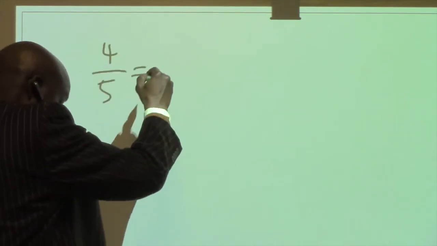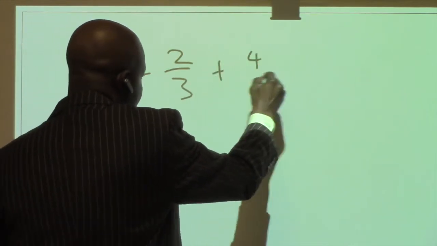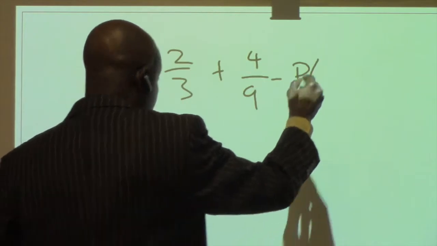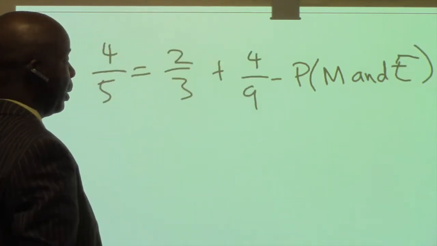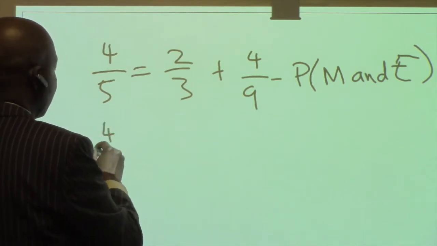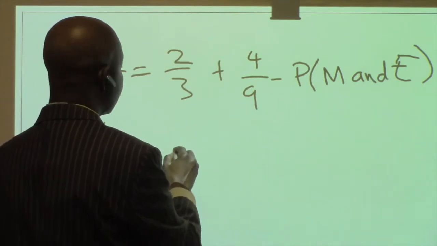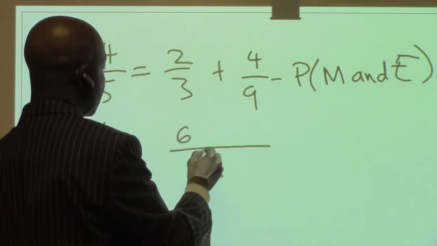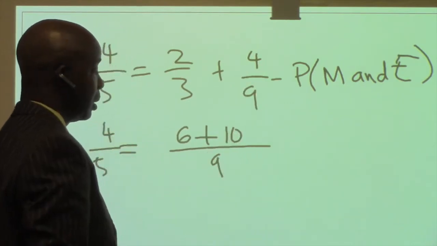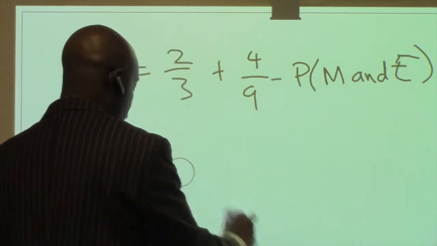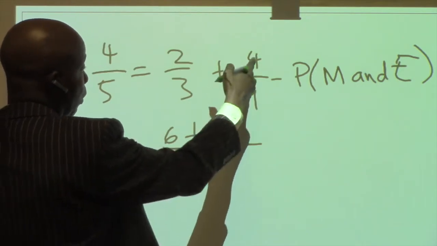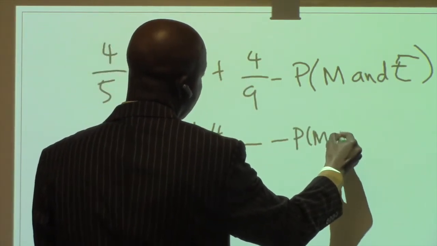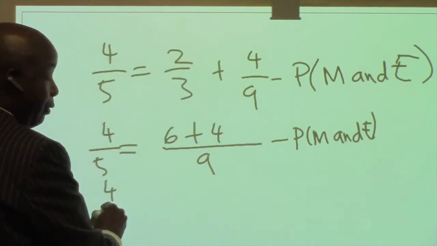So let's begin. Let's write it out. We started with 4/5 equals 2/3 plus 4/9 minus the probability of M and E. So we're going to do some basic math here. Let's find the least common denominator, which is going to be 9. 9 divided by 3 is 3, 3 times 2 is 6, plus 9 divided by 9 is 1, 1 times 4 is 4, minus the probability of M and E. So we're going to have 4/5 equals what?